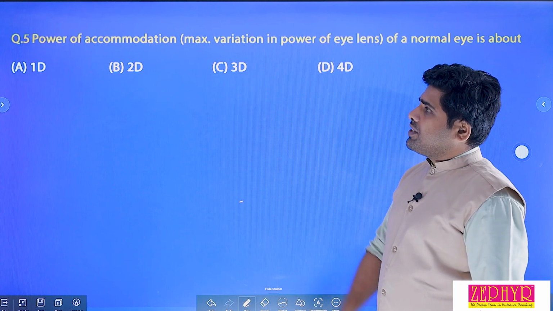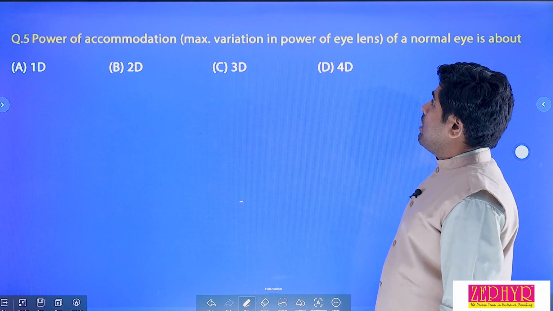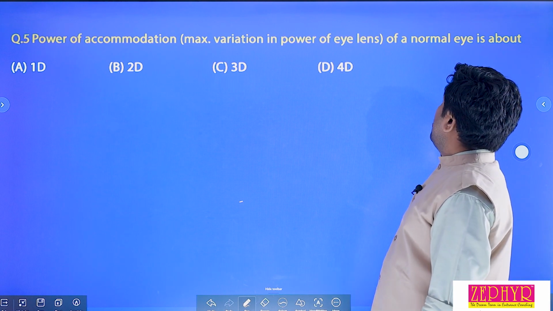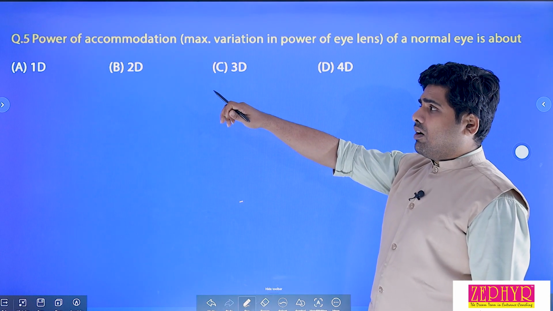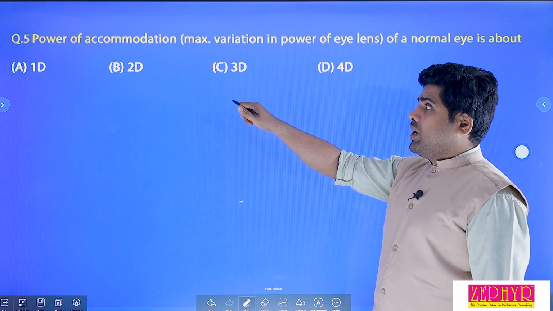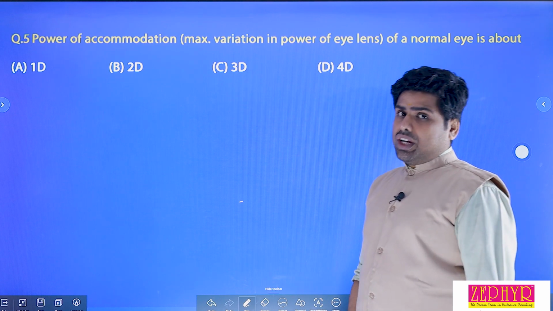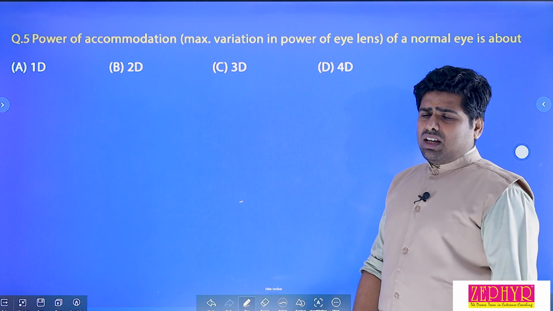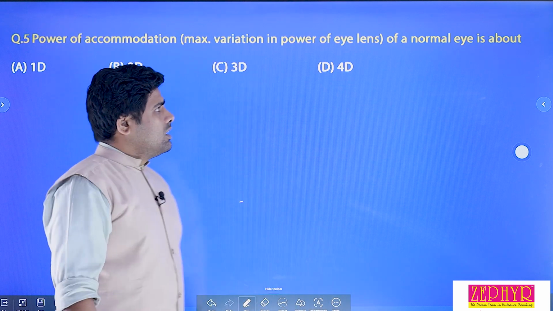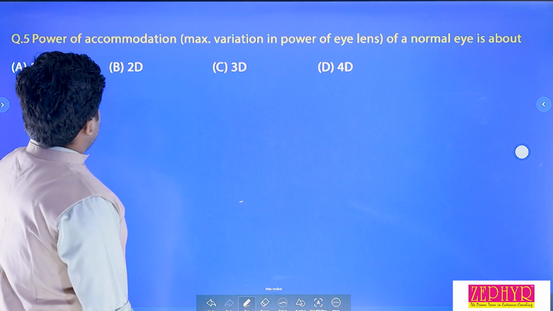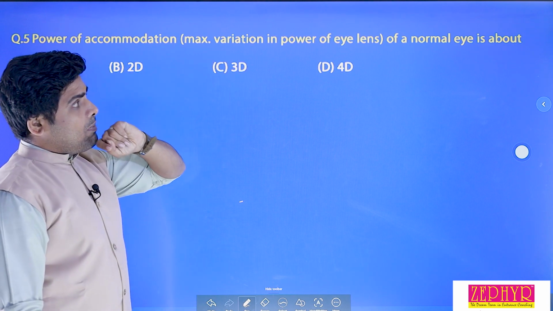The question is: the power of accommodation, the maximum variation in power of the eye lens of the normal eye, is about. The options are A 1D, B 2D, option C 3D, option D 4D. D means diopter, that is the unit of power of the eye. So here our question is the power of accommodation of the normal eye.